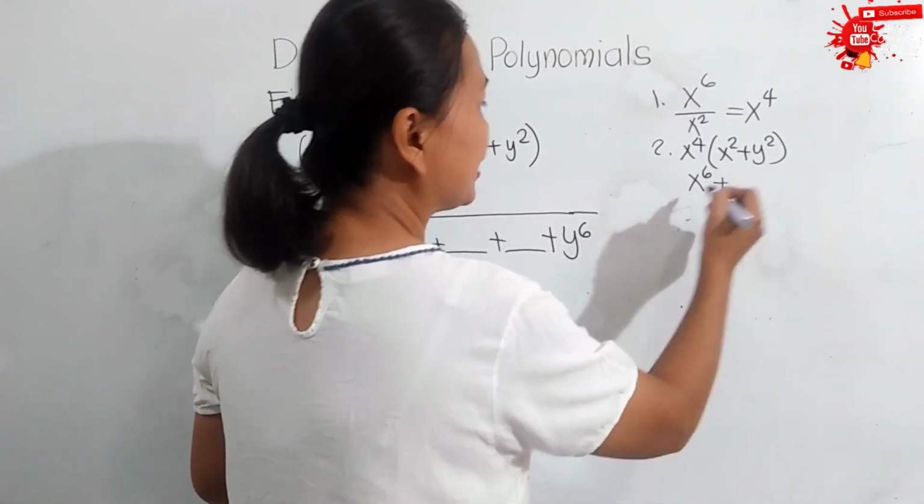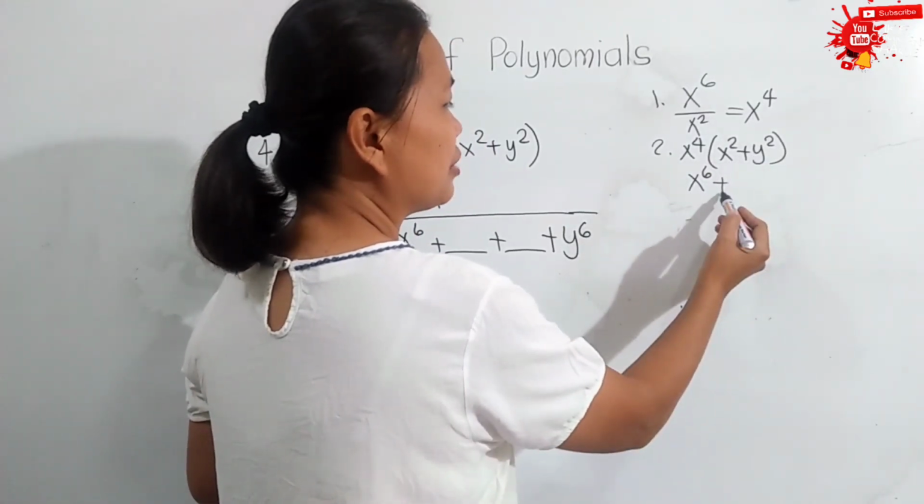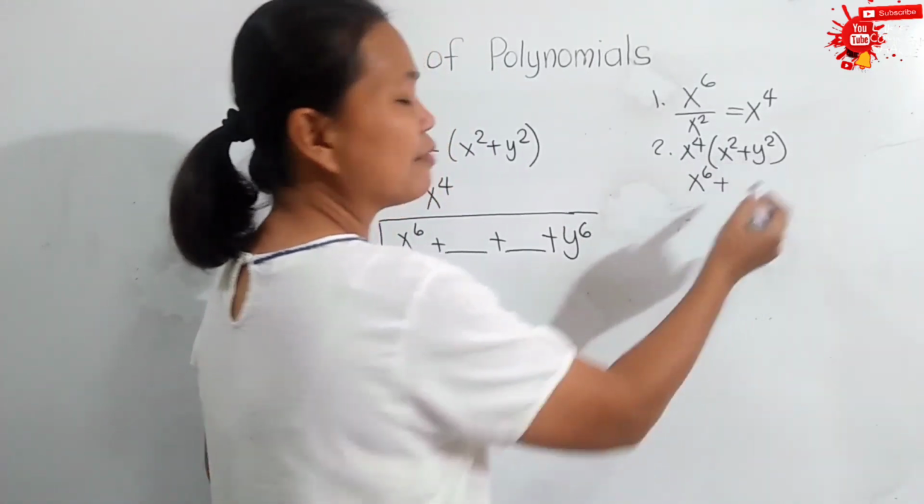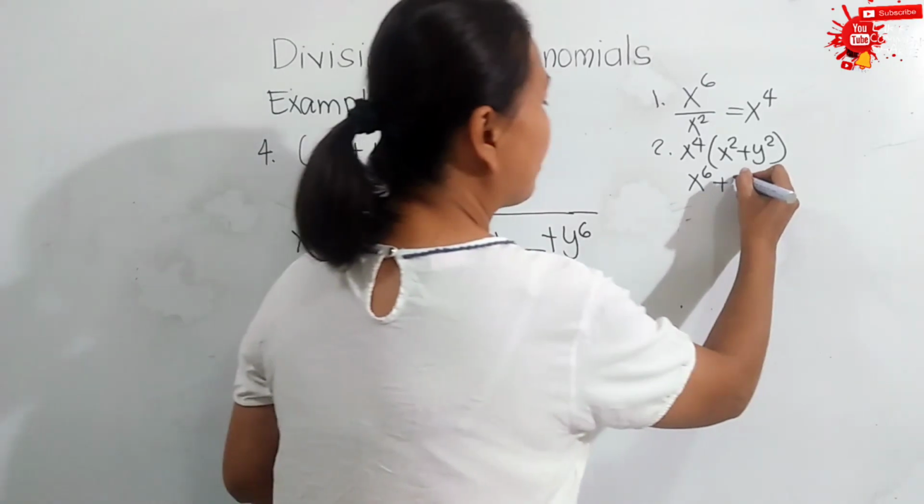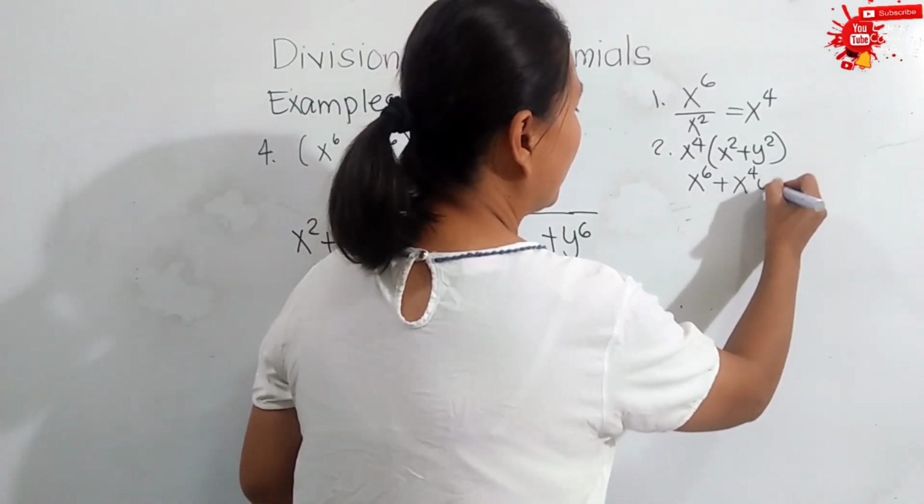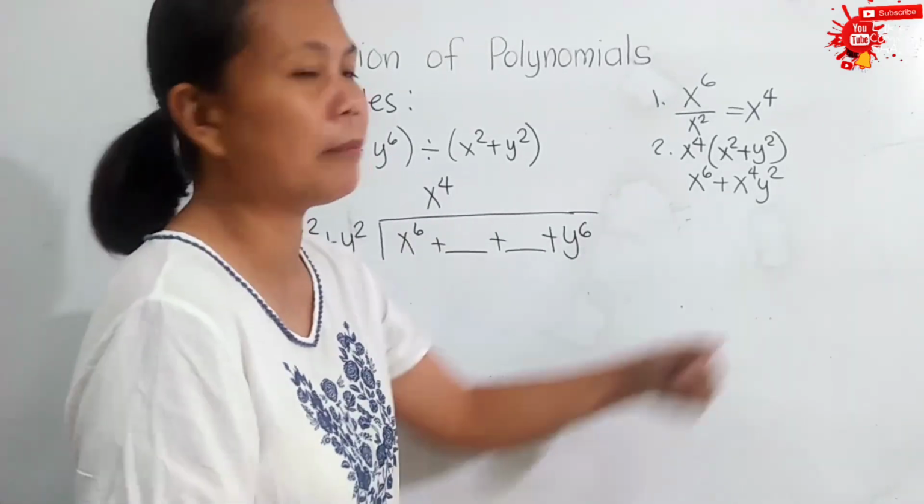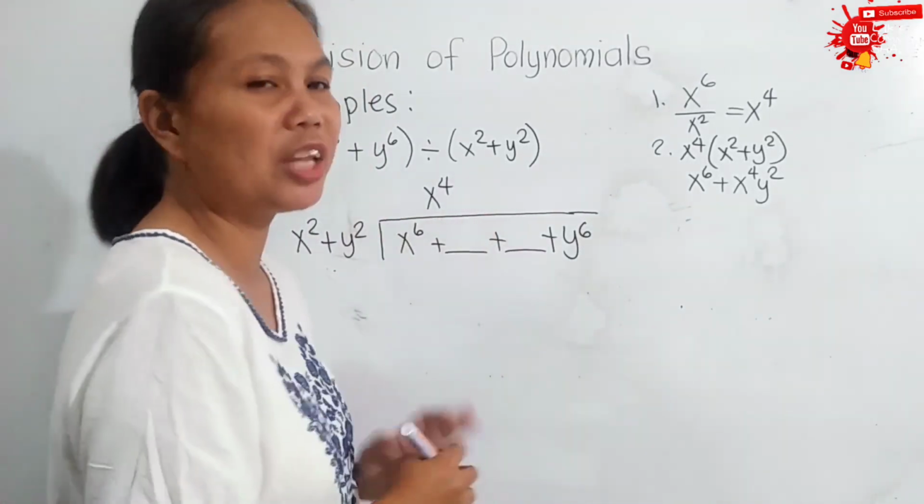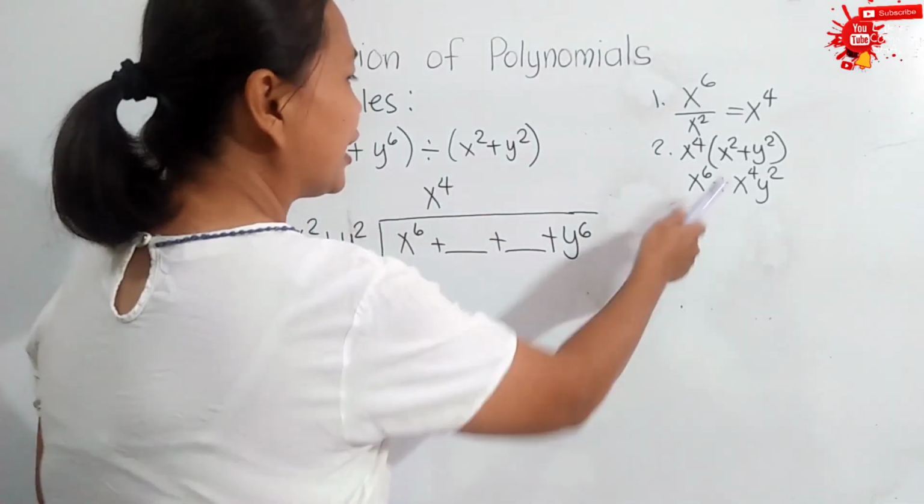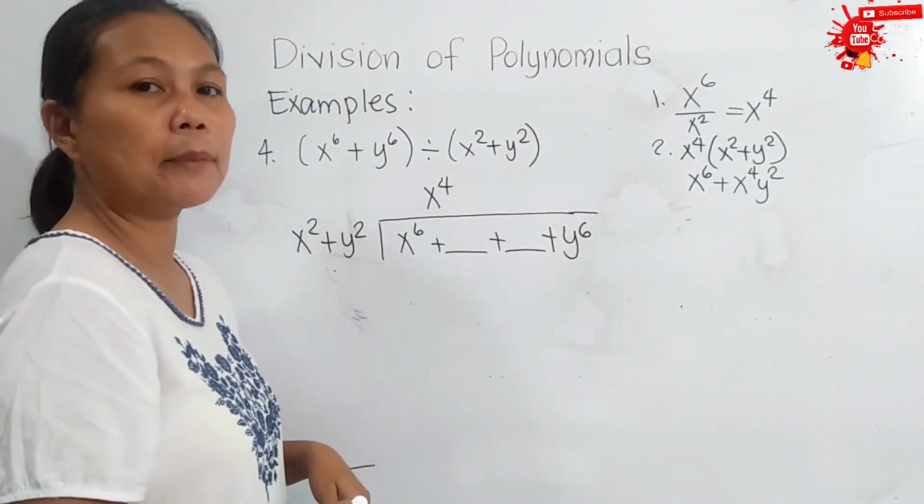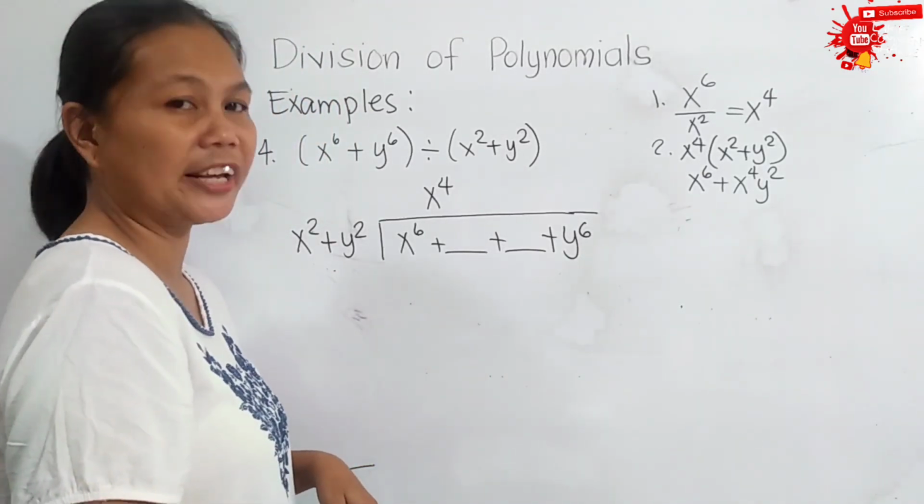Then we have positive, since positive times positive is positive. Then we don't have the same base, so we just copy it. So, x raised to 4, y squared. We cannot add those because their bases are different, so we simply copy it. So, the product is x raised to 6 plus x raised to 4, y squared.